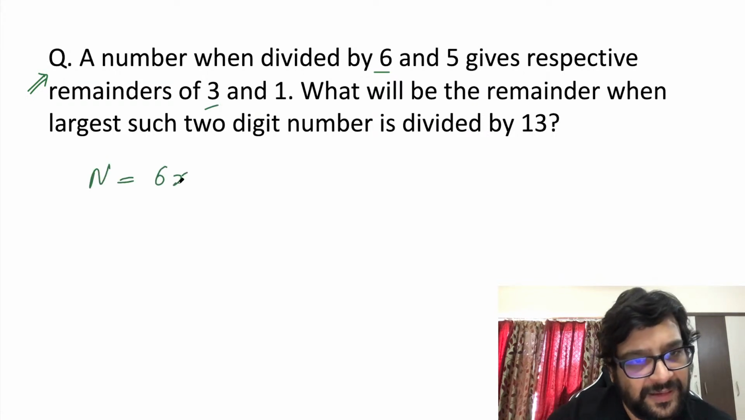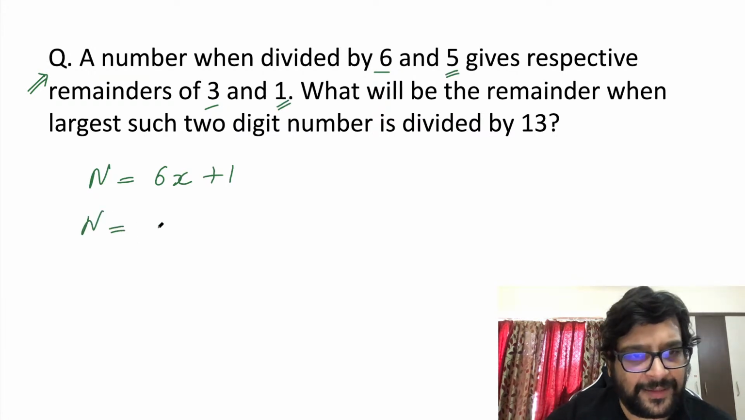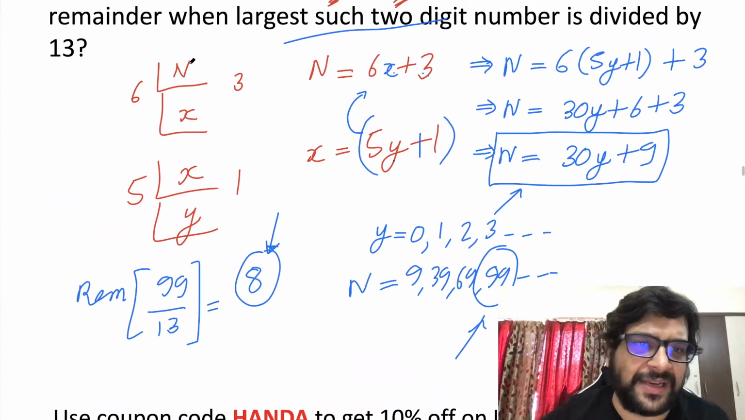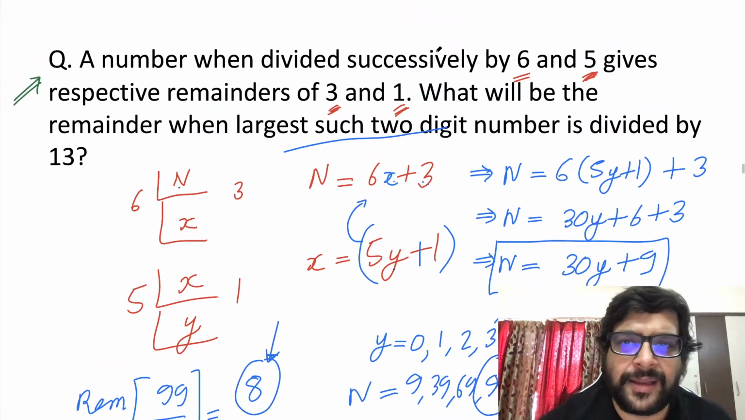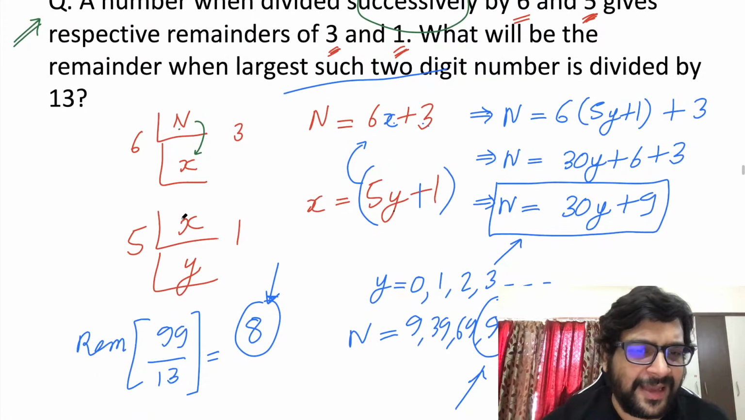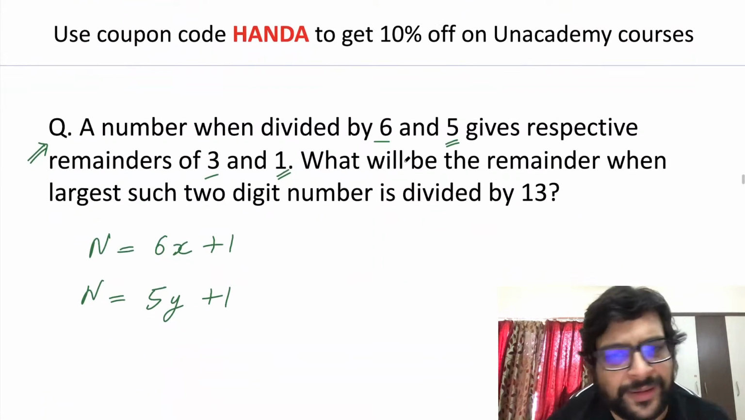N is 6x plus 3. When divided by 5, it gives me a remainder of 1. So n is 5y plus 1. Now, please note, in the previous question, n was successively divided. That means from n you got x and you were dividing x by 5. In this question, there is no successive.